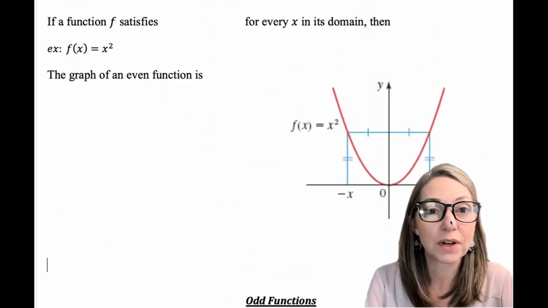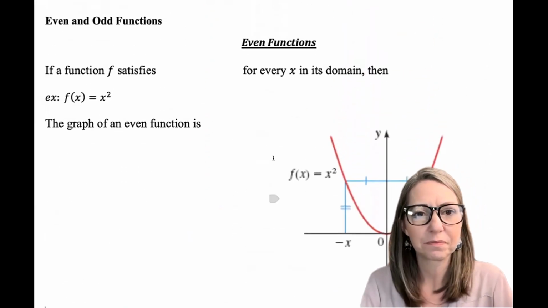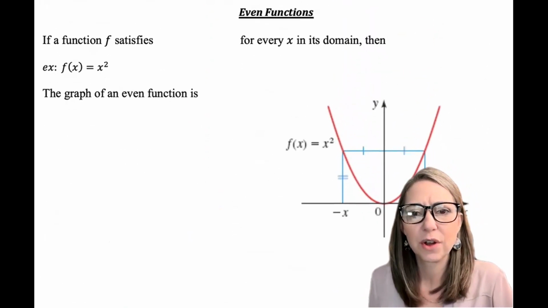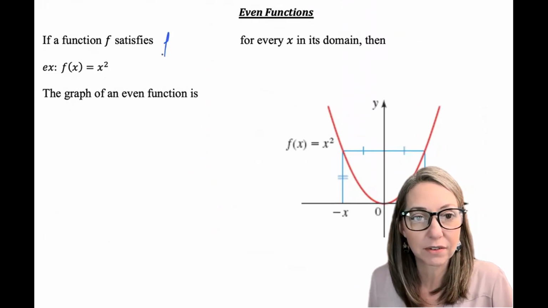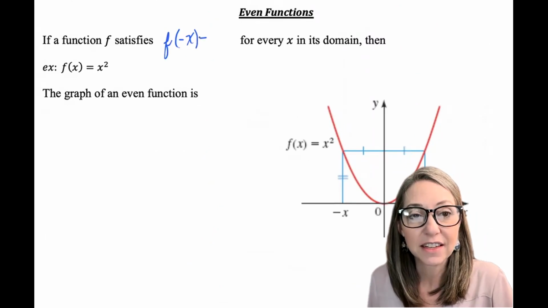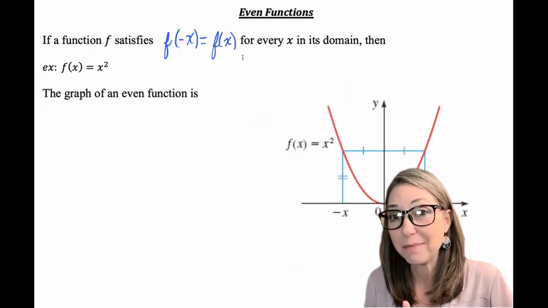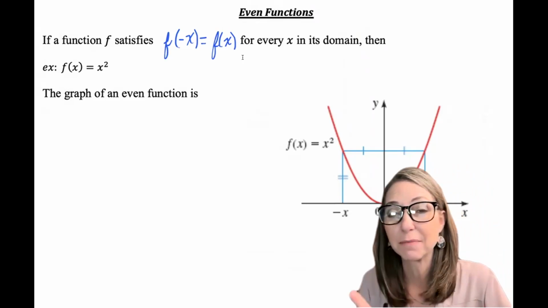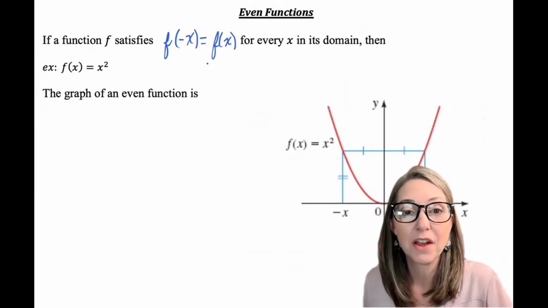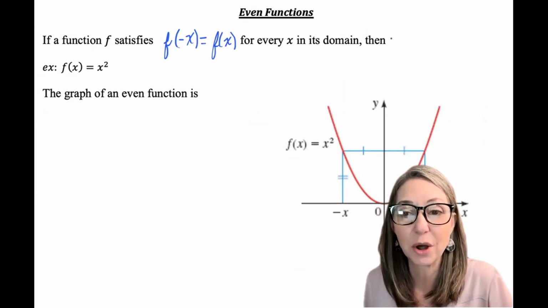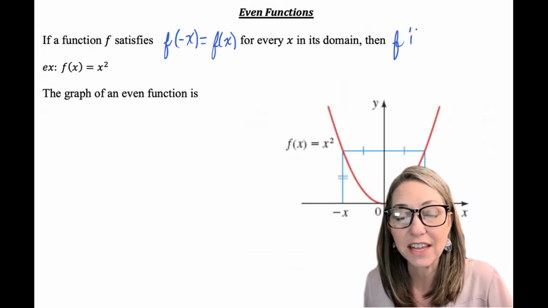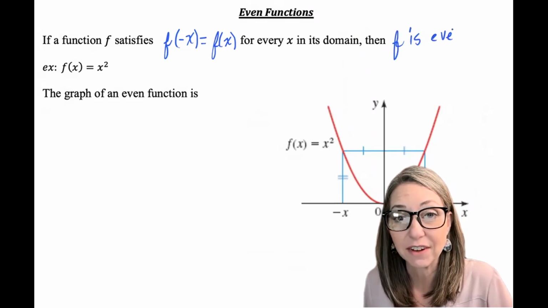All right, so we're going to start with even functions here. So if a function f satisfies this little statement right here, let's write this down. f of negative x is equal to f of x. What does that mean, right? If f of a negative number equals the same as f of the positive number, for every x in the domain, then we say f is an even function. I'm just going to write f is even, okay?